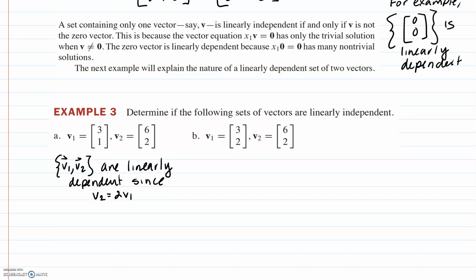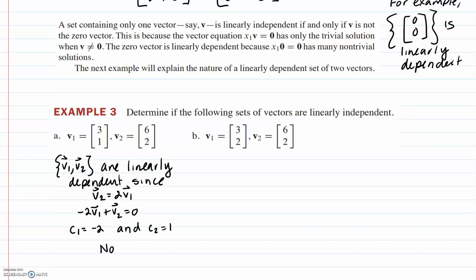And setting this equation equal to 0, we would get negative 2v1 plus v2 equals 0. And these are all vectors. So you can see the weights, c1 is negative 2 and c2 is 1. We found weights by definition, c1 times v1 plus c2 times v2, where the weights were non-trivial. So that shows that it's dependent. So the answer is no, it's not independent.